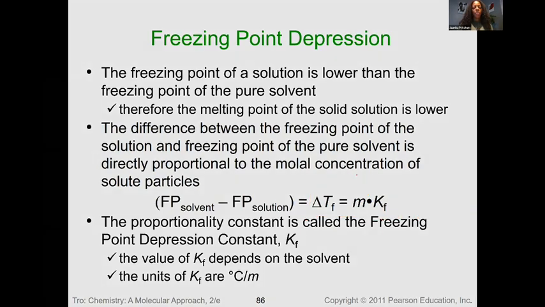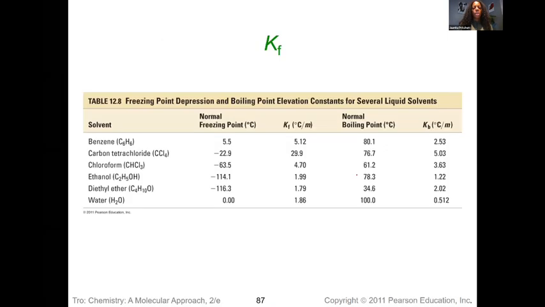Okay. And so on this chart here, you can see a variety of Kf's and Kb's, those constants provided for you for different substances. And you see there's a huge range that exists for these things. You can also see what the normal boiling point and normal freezing point is. And that's what we would expect if we're dealing with a pure solvent. But as we know, as we add more of the solute, we're going to have a shift in these materials.